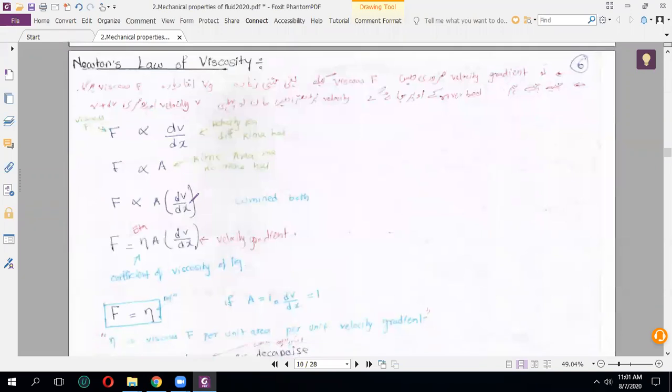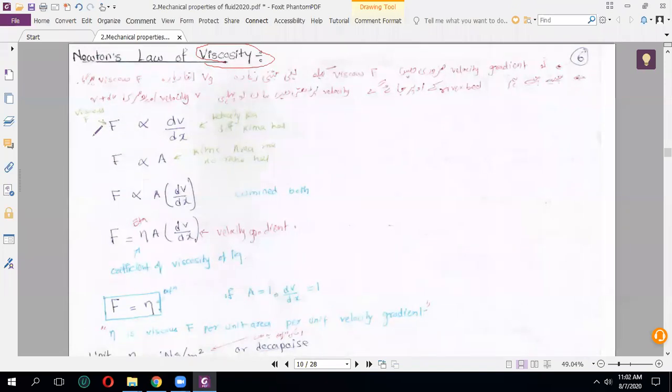Now, second concept is Newton's law of viscosity. See, everywhere Newton is there. So Newton also explained the viscosity concept in his own way. Newton says the viscous force. What is viscous force? That force which opposes the flow of liquid is directly proportional to dv upon dx.